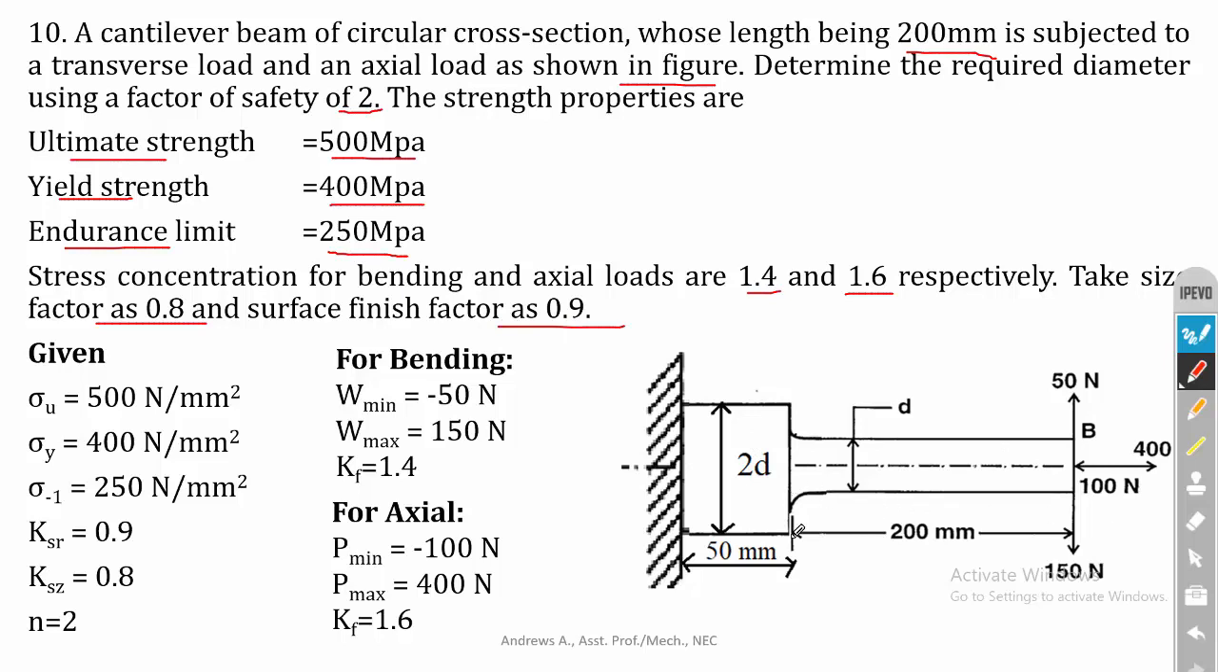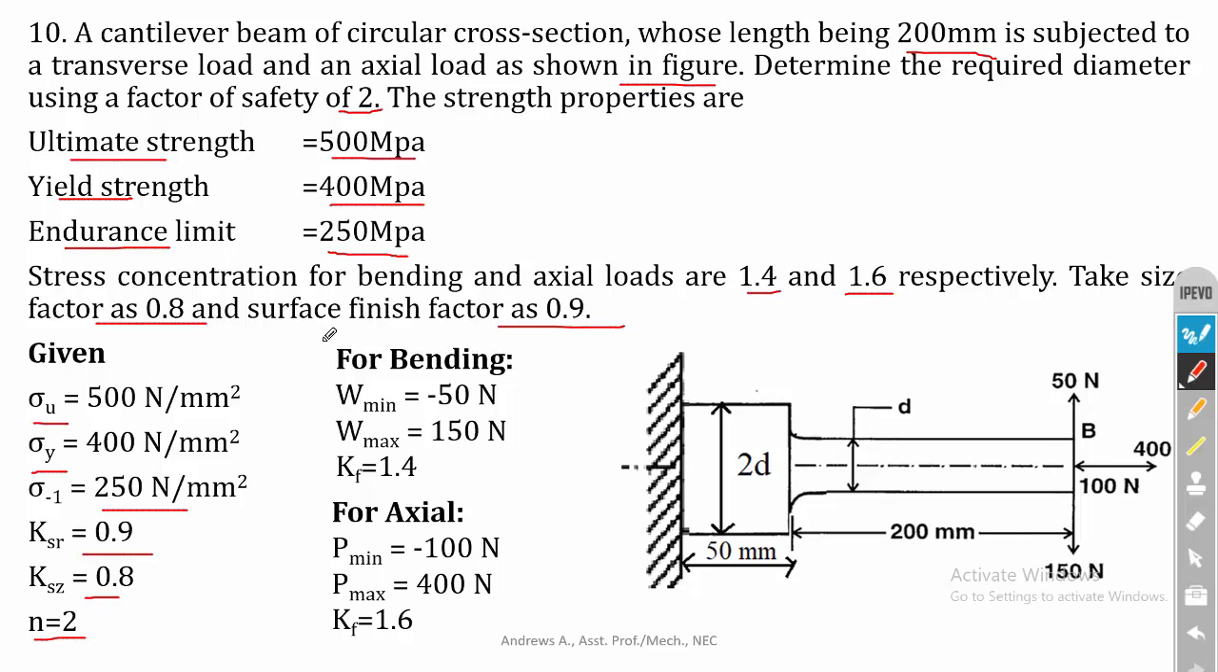So the first step is to split the problem into two parts. The first part is bending load and the second part is axial load. So we'll write the given data. First we'll write the common data. So sigma u is equal to 500 Newton per mm square, sigma y is 400 Newton per mm square, sigma minus 1 is equal to 250 Newton per mm square. Then size factor is given, and surface finish factor is 0.9.